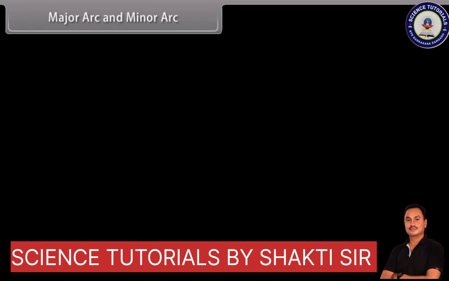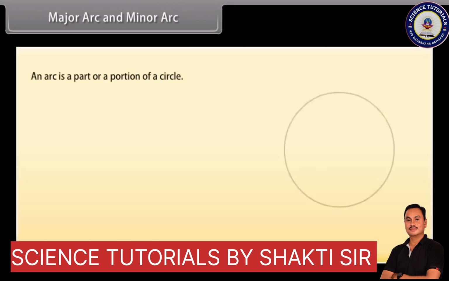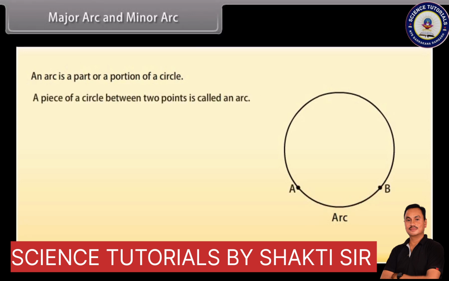Major arc and minor arc. Look at this figure. This is an arc. An arc is a part or a portion of a circle. Or we can say that a piece of a circle between 2 points is called an arc.